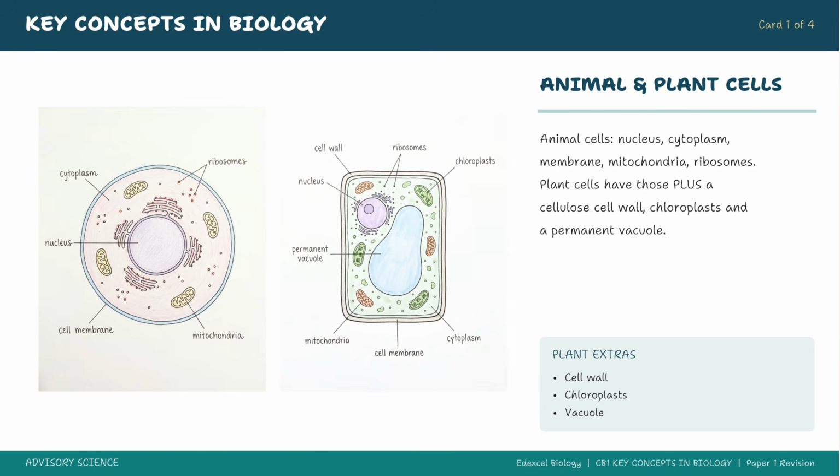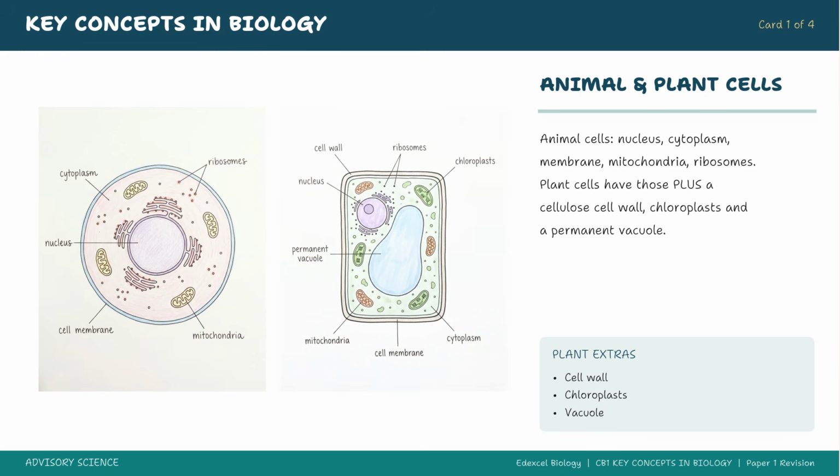A plant cell has everything that an animal cell has, plus 3 extras. Firstly, a cellulose cell wall for support. Think about something like celery that's really quite tough. Well, that's largely due to the cellulose cell wall.